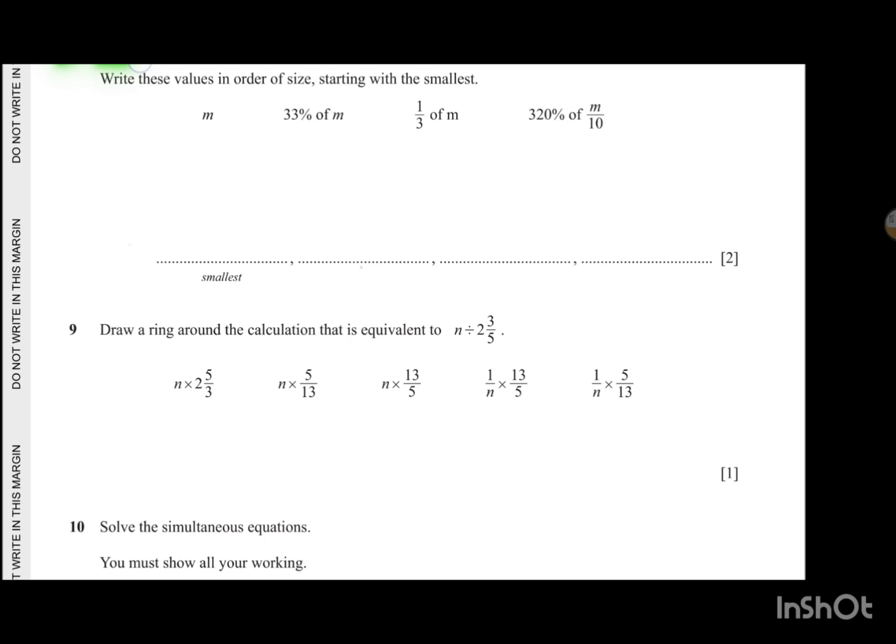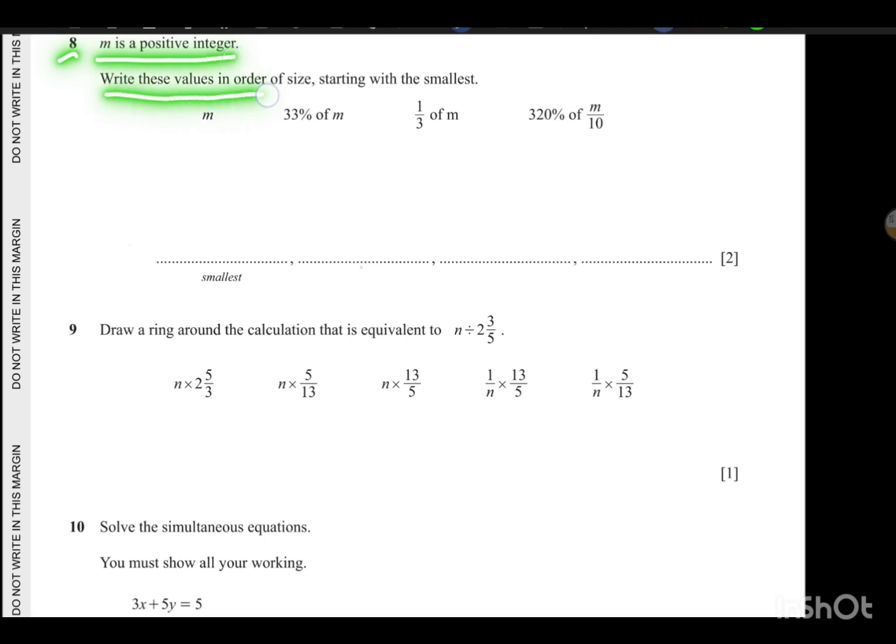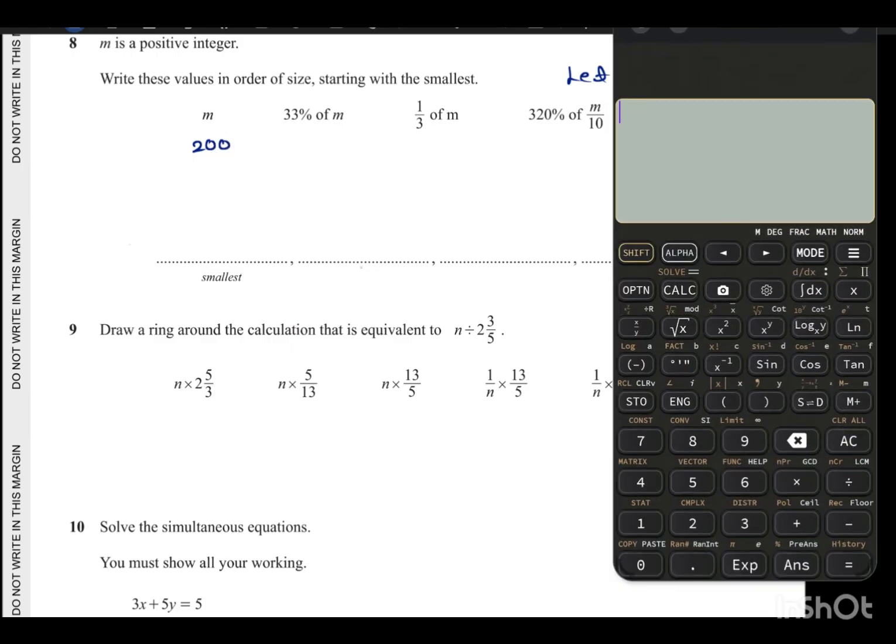Question 8. M is a positive integer. Write these values in order of size, starting with the smallest. M, 33% of M, 1 by 3 of M, 320% of M by 10. Before doing any guessing, assume the value of M because it's a positive integer. So let M be any number. I'm taking 200. You can take any number, but take it in a way it will be easy for us to find the answer. So M will be 200 here. Then find out 33% of 200.